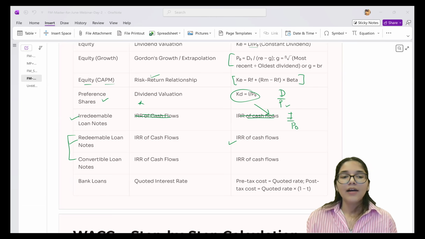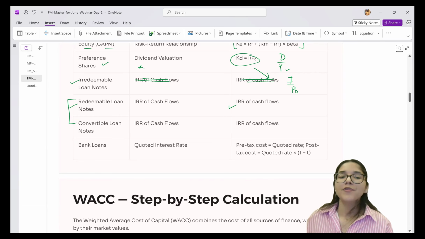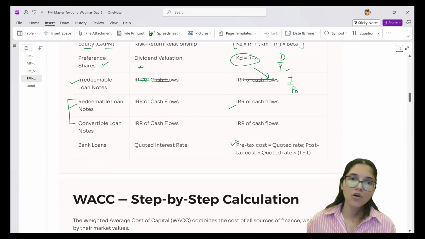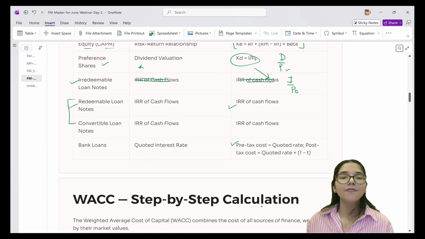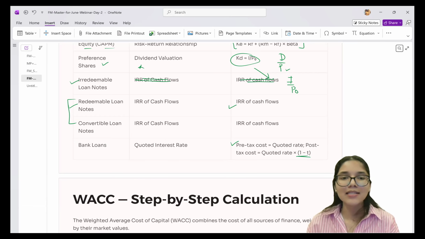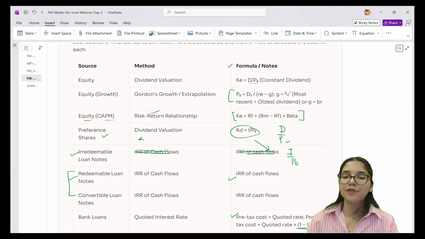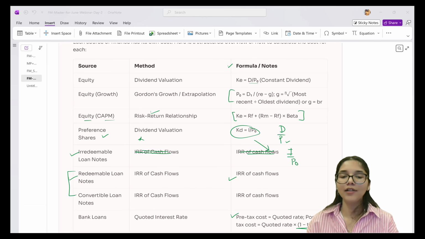Okay. Now, guys, we move forward to bank loans. For bank loans, it's pretty simple. Whatever rate is given to you in the question, it's usually the pre-tax cost of using the bank loan. And if you want to go for the post-tax rate, you simply multiply it with 1 minus the tax rate. So this is the way that you can convert the pre-tax rate into the post-tax rate. So these are all the formulae at a glance that we have learned for different sources. Are you all with me till here? Shall we head forward?